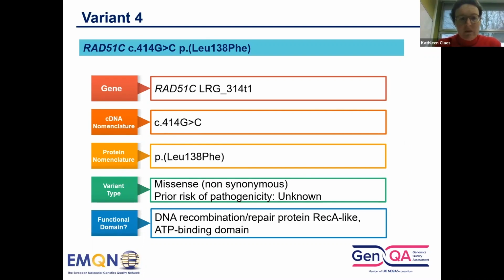It's a missense variant, and the prior risk of pathogenesis is known. It's located in a protein domain involved in DNA recombination, the RecA-like domain, and the ATP binding domain. Next slide, please.